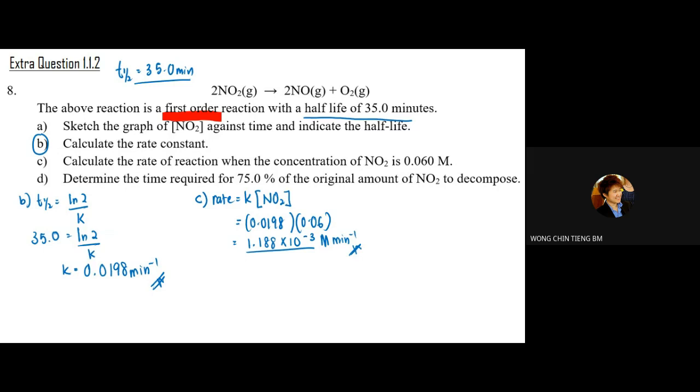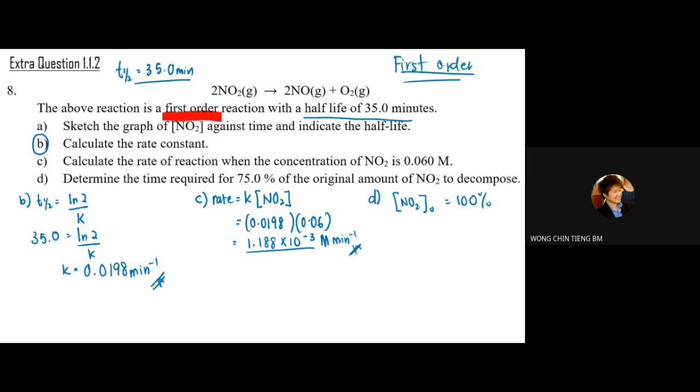Yang ni kita nak tengok. That means the time required for 75% of the original amount of NO2 to decompose is the first order. Betul? Boleh guna percentage? Perlu tak tukar the 75 or the 100% to the initial? Perlu tak? Boleh tak? Boleh. Perlu tak? Tak perlu. Wasting time. Why? Because it's a first order. If you remember just now I said, if it's a first order reaction, we can use percentage to represent the concentration. Betul? Therefore, kita boleh katakan the initial of NO2 over here 100%.